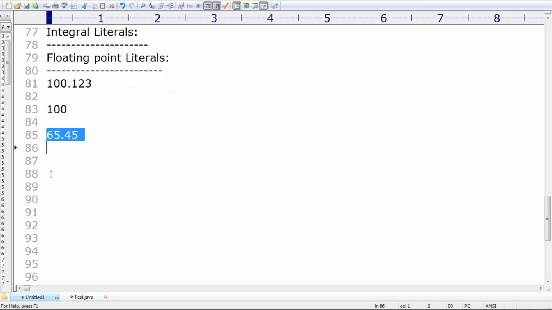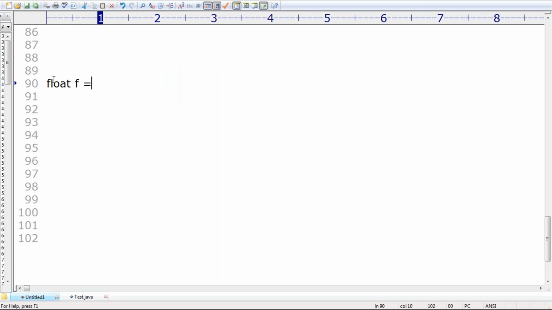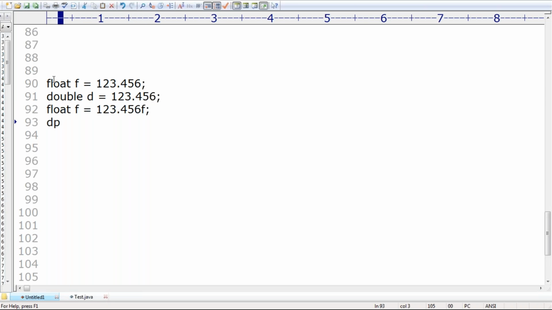Okay, now listen a bit carefully. Float f is equal to 123.456. After that, double d is equal to 123.456. Next, float f is equal to 123.456f. Next, double d is equal to 123.456f. After that, double d is equal to 123.456D. Sir, how many are valid and which are invalid? Think very carefully and then tell the answer.